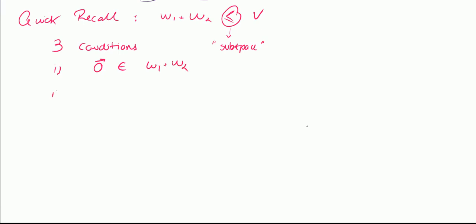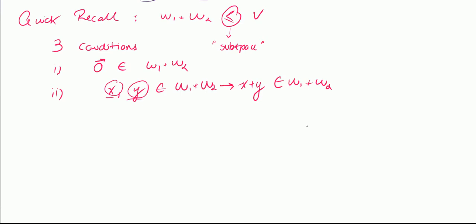The second condition is to check that if x and y are two arbitrary and distinct elements of W1 plus W2 (distinct is very important, so x and y can't be the same), then if we add these two elements together, x plus y will belong to W1 plus W2 as well. So given this, we want to show this.